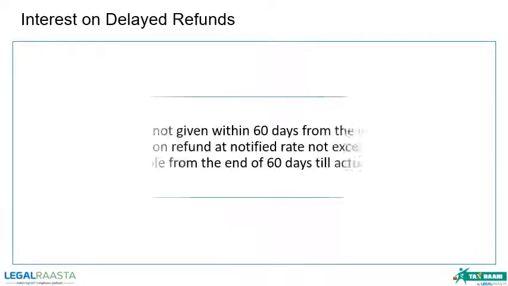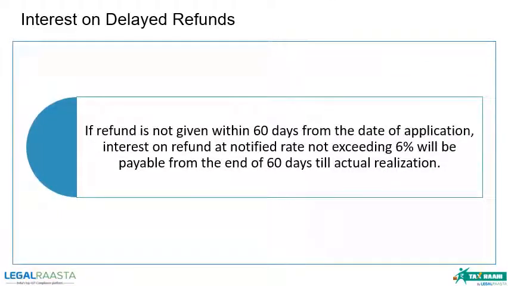In interest on delayed refunds, if refund is not given within 60 days from the date of application, interest on refund at notified rate not exceeding 6% will be payable from the end of 60 days till actual realization. But there is an exception. No interest will be given where any claim of refund arises from an order passed by an adjudicating authority or appellate tribunal or court.